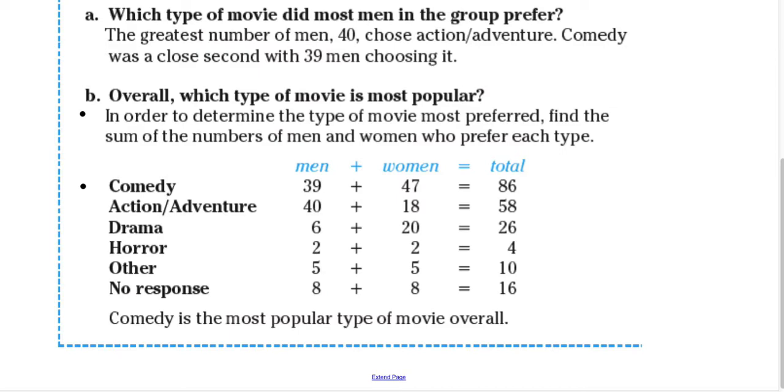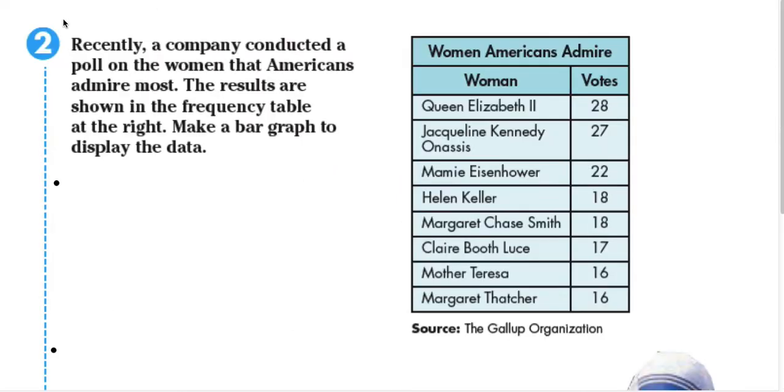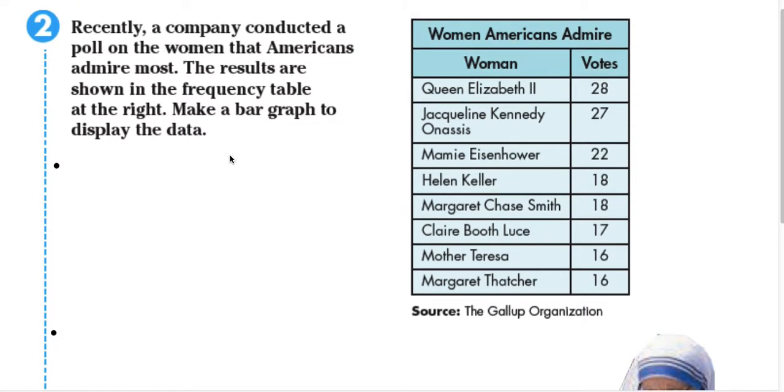The frequency table really gives you a lot of information about the preference of people. In example number 2, recently a company conducted a poll on the women that Americans admire most. The results are shown in the frequency table at the right. Make a bar graph to display the data. These are the results. Queen Elizabeth II, 28 votes. Jackie O, 27. Eisenhower, 22. Helen Keller, 18. Margaret Chase Smith, 18. Claire Booth, Mother Teresa, 16. Margaret Thatcher, 16. This was from the Gallup organization, which creates a lot of polls, including our election polls.